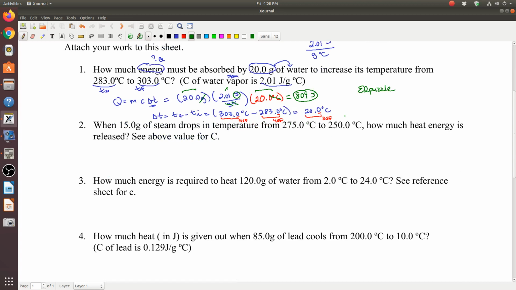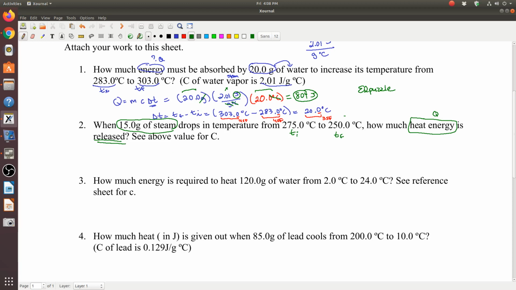15 grams of steam drops in temperature from T1, 275 degrees Celsius, to T final, 250 degrees Celsius. How much heat energy, again, energy is a Q, is released? How much energy is released? Okay. Now use the same C value from above.